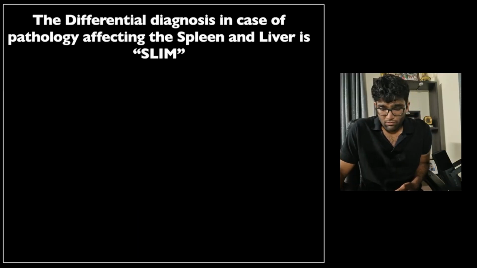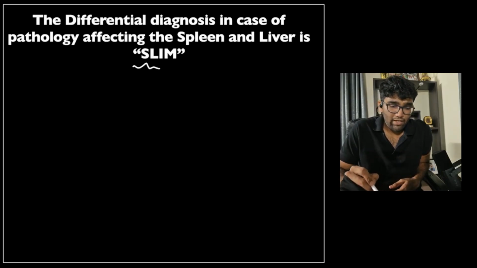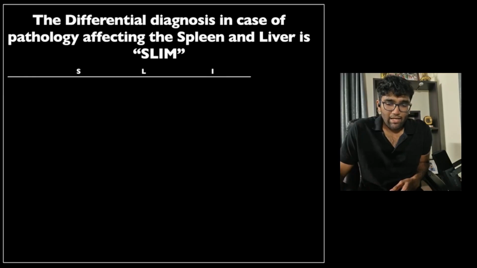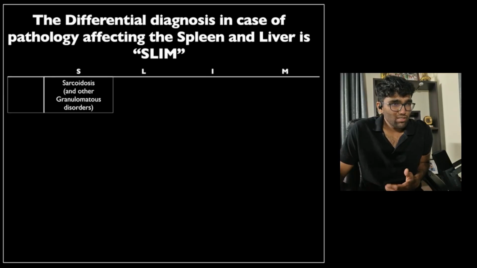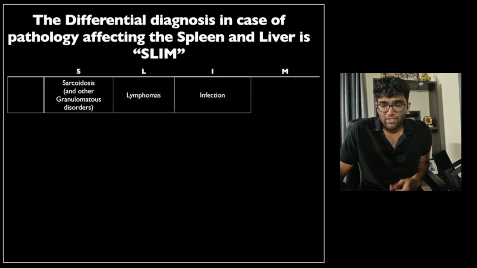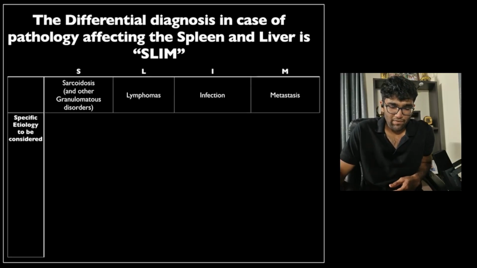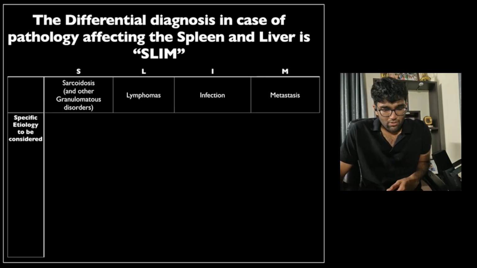Okay, so jumping right into it, in any case where there is pathology that is involving both the liver and the spleen, the differential diagnosis is SLIM. So what does SLIM stand for? S stands for sarcoidosis and other granulomatous disorders. L stands for lymphoma. I stands for infection, and M stands for metastasis, more generally malignancy, but metastasis specifically. Now, specific etiologies that need to be considered are as follows.